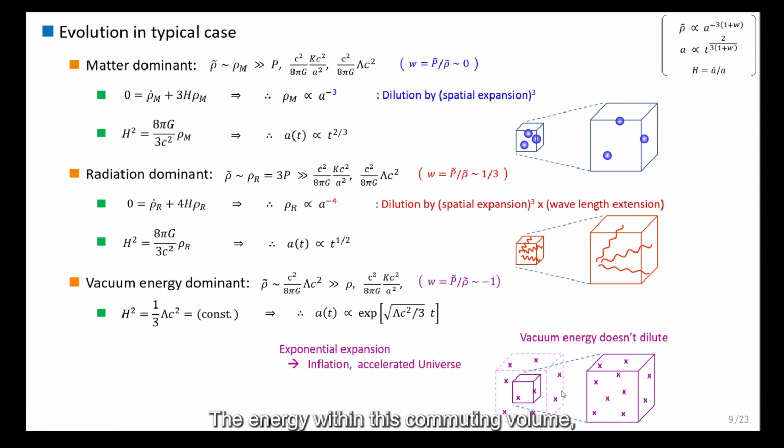The energy within this comoving volume is given by this. And once it expands to this region, each energy density is constant. So if the volume is expanded, then the energy inside is increasing. So next time the expansion is faster. That is the reason for the exponential expansion.